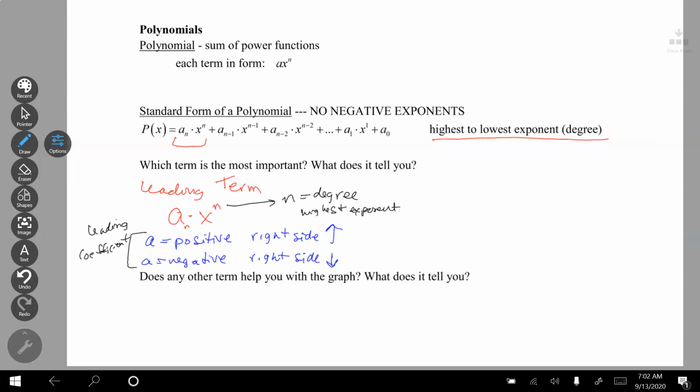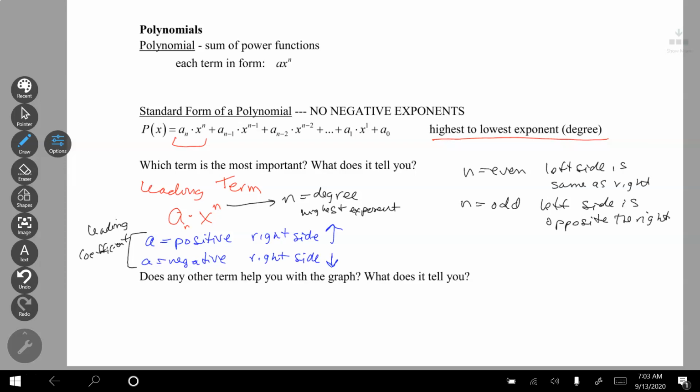Okay. When n is even, the left side is the same as the right side. When n is odd, the left side is opposite the right side. So if something is even, both sides either go up or both sides go down. If n is odd, the opposite ends go opposite ways.